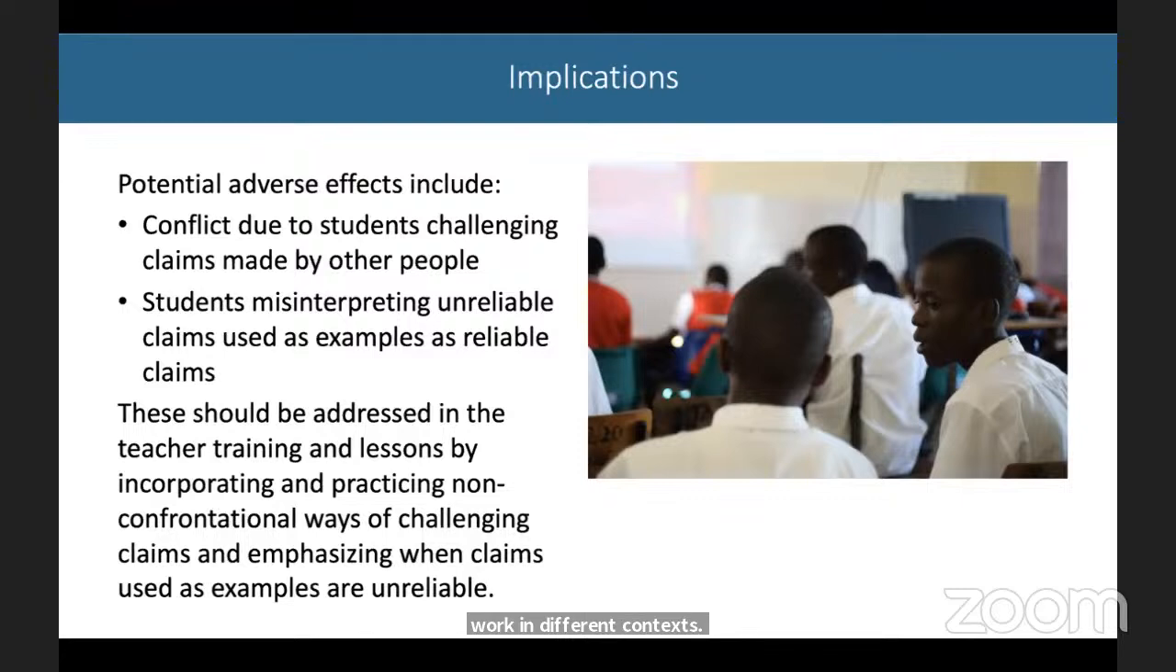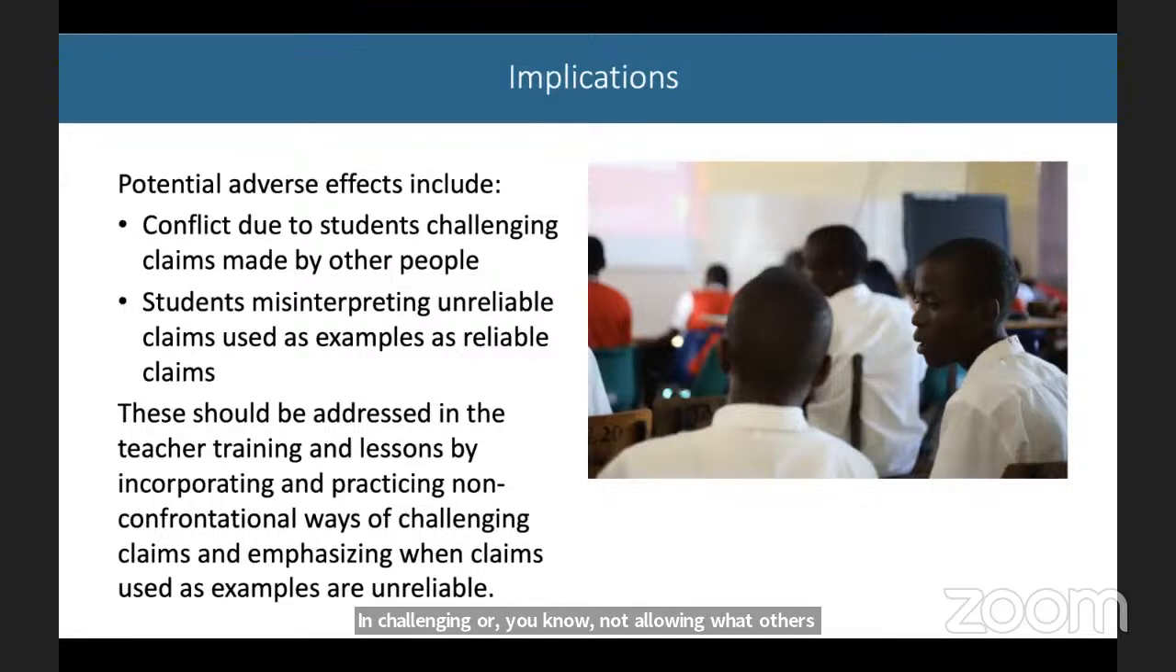The other implication is on the potential adverse effects. It was clear that there were conflicts because students tried to challenge claims made by people, but also some students may misinterpret unreliable claims, especially those used as examples. And this should be addressed during the teacher training, to ensure that teachers are advised on how the students could engage with their peers and elders in challenging what others are saying.